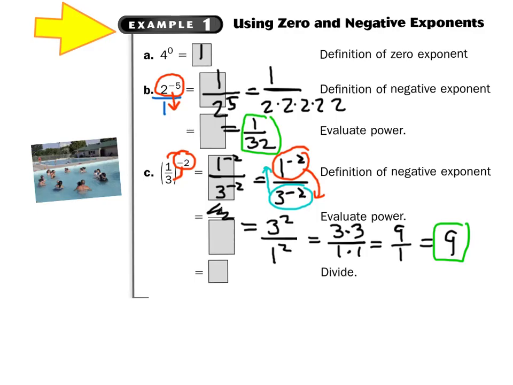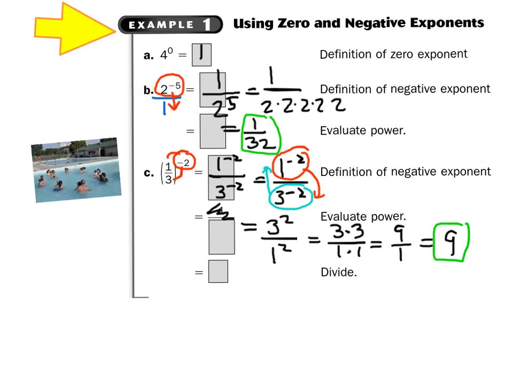Okay, so take a look over here, and remember, think of the pool party as I'm talking about this. Look at example 1, letter A, 4 to the 0 power. Well, anything that has the power of 0 instantly becomes 1, and you're done. Anything that little baby 0 touches becomes 1, okay? And that's the definition of a 0 exponent.